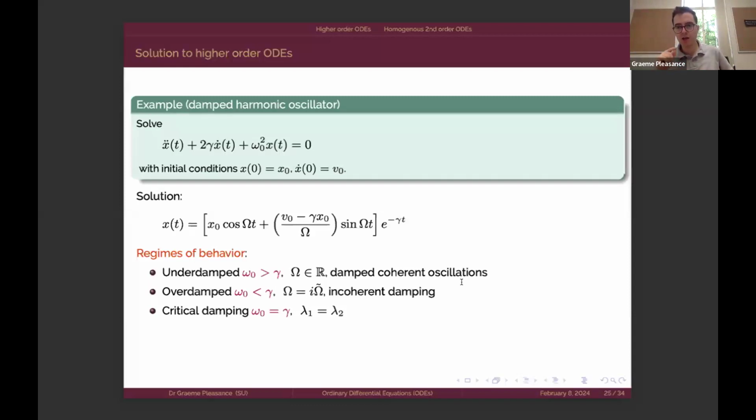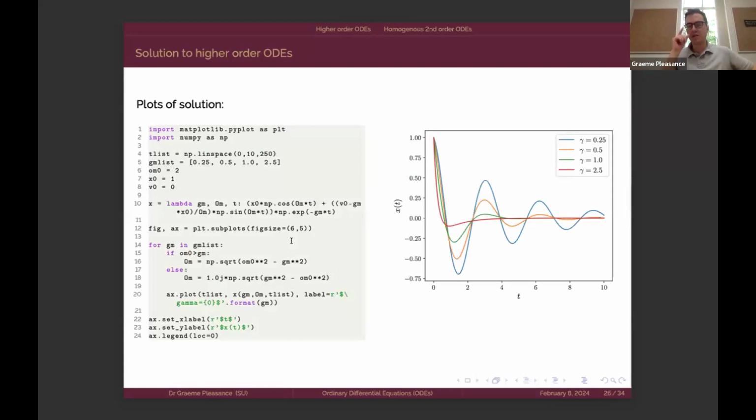And then there's a special case in which the two roots to our auxiliary equation are degenerate. That's the so-called critical damping case, and that happens when omega naught is exactly gamma. That's a case which requires a slightly more sophisticated way of solving. So if I have time, I'll also talk about this. Okay, so as I did previously, we can analyze these analytical solutions using Python.